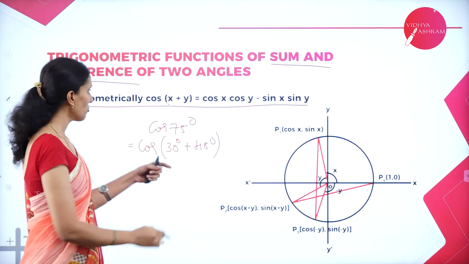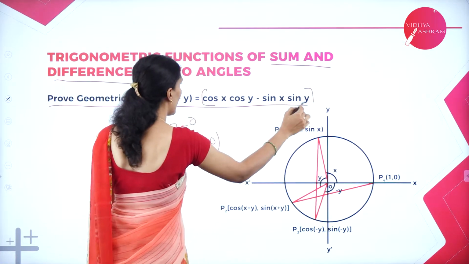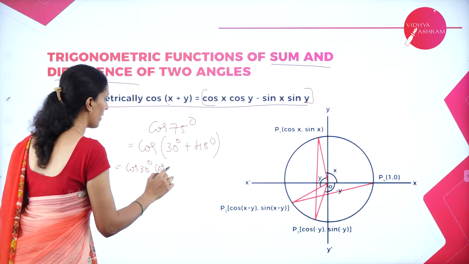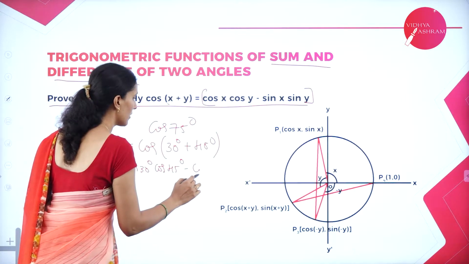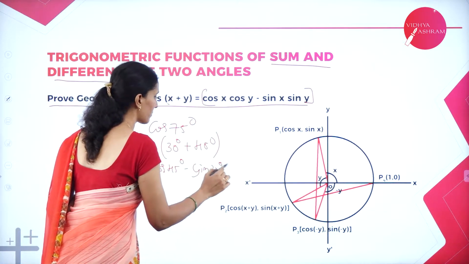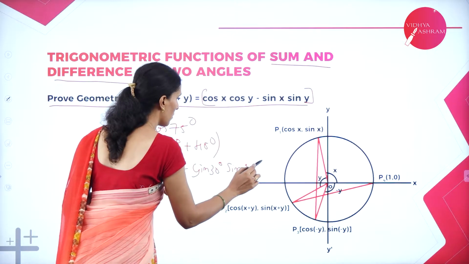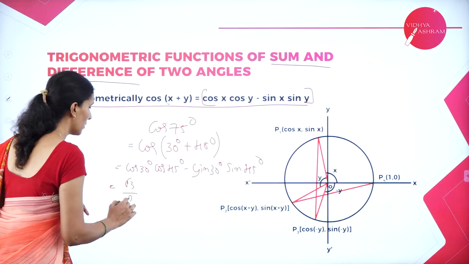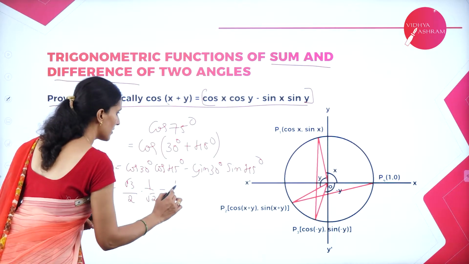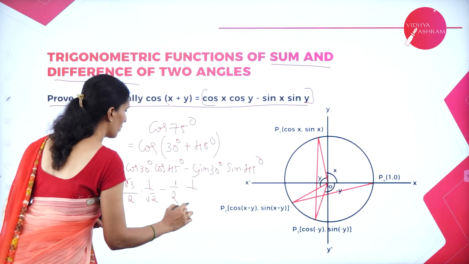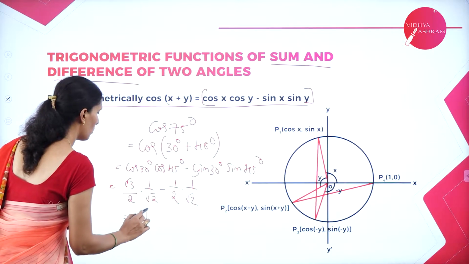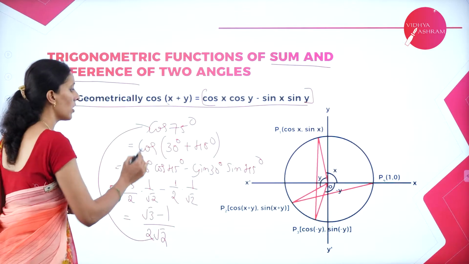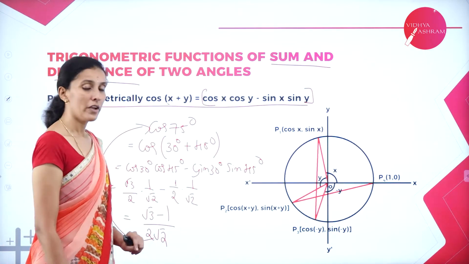How to find the values? Use this formula. Express this as cos 30 cos 45 minus sin 30 sin 45. So you will get cos 30 as root 3 by 2, this is 1 by root 2, this is 1 by 2, 1 by root 2. So this is root 3 minus 1 divided by 2 root 2. So this is the value of your cos 75 in terms of real numbers.